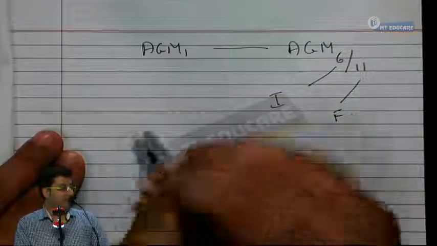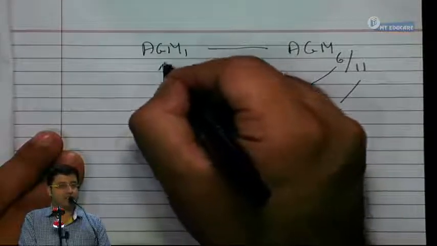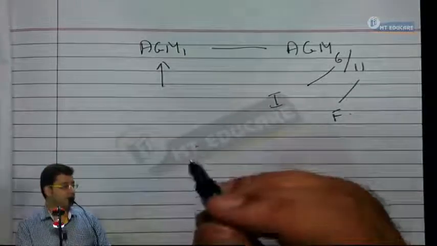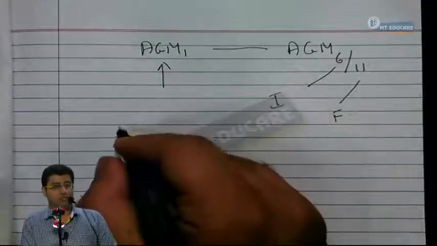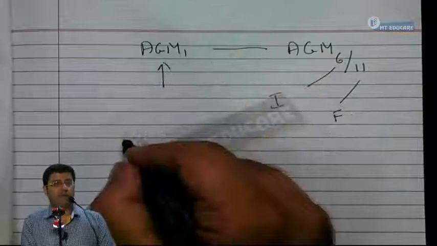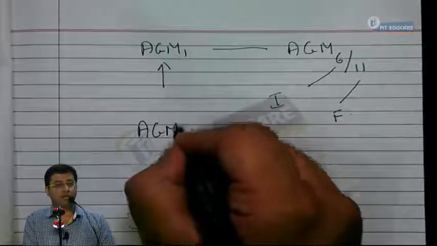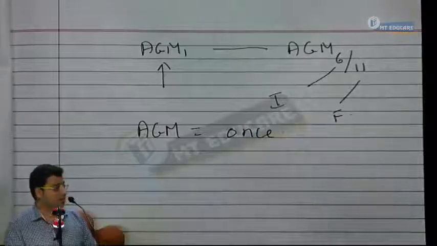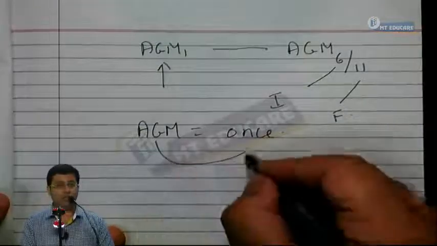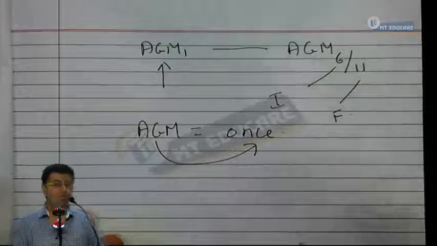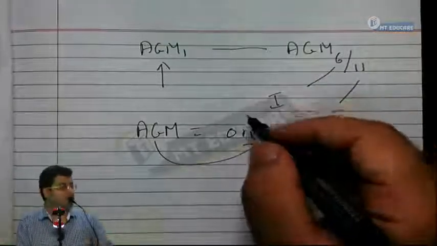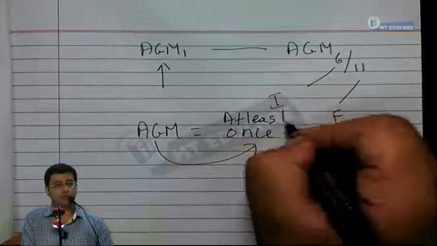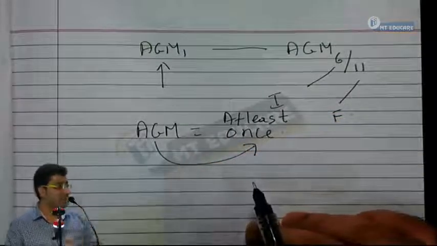Now suppose the auditor is appointed in the AGM. What is the duration in which AGMs are conducted? Normally people know, sir, AGM means annual general meeting, so it should be conducted once only. Everybody will say that. But company law says no, it is not once, it is at least once.